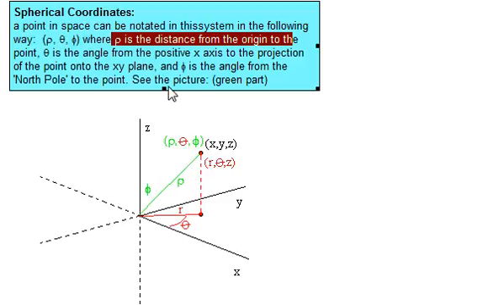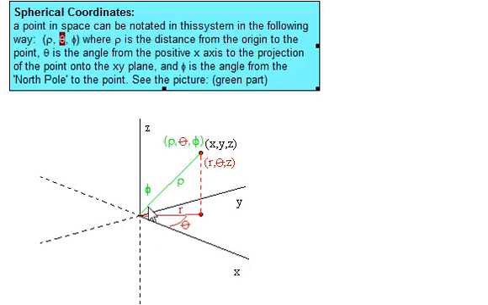So that's the rho. Theta is the same thing as it is in cylindrical coordinates. It's the angle between the positive x-axis and the point's projection into the xy plane, or into the r theta plane, if you will. Same thing. And then the angle phi. Now phi, this is a different thing. Phi is the angle between the positive z-axis and the ray from the origin to the point. So phi is this angle in here.